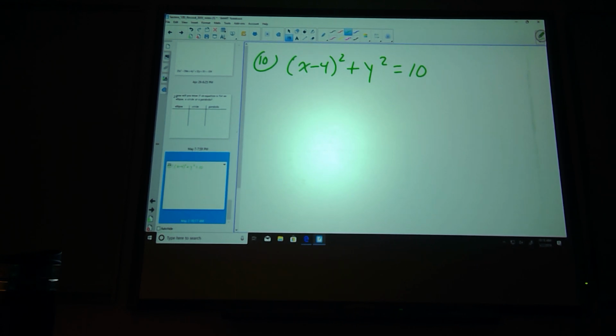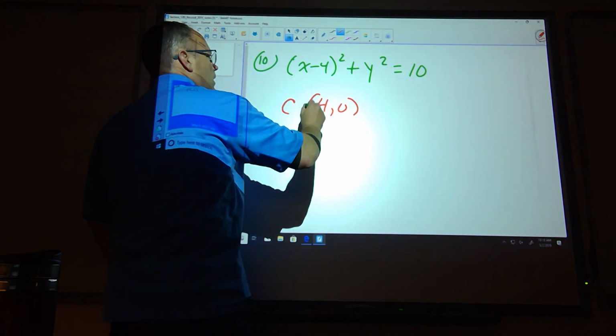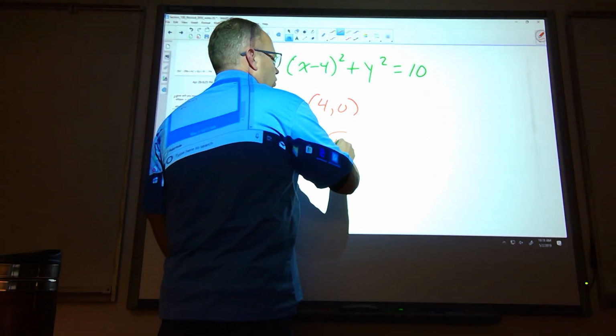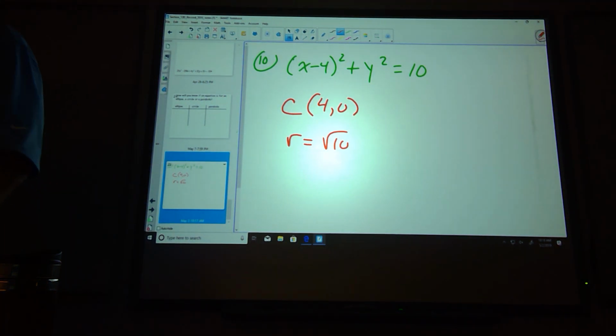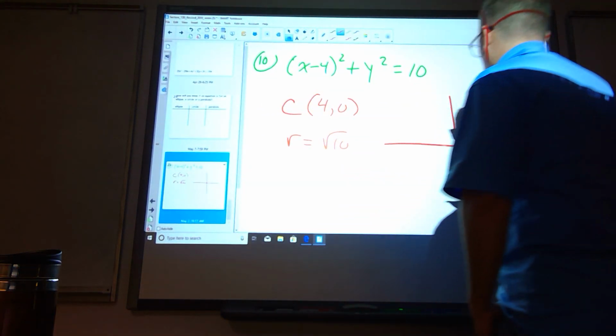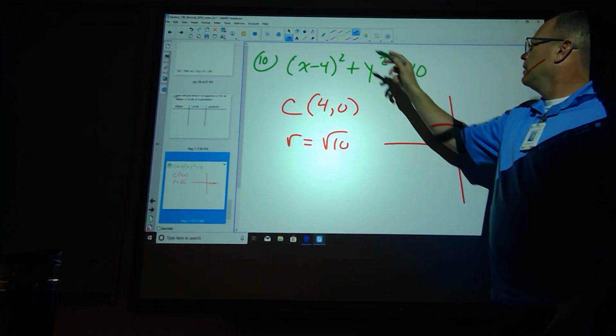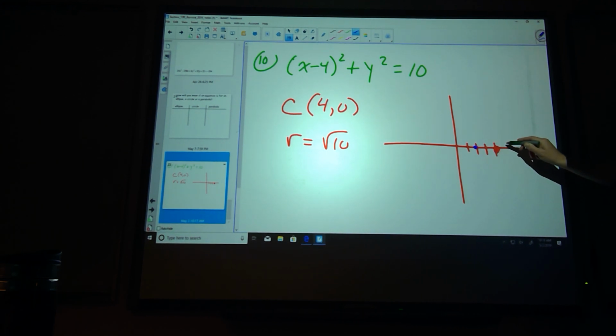All right. The center of this circle is at 4, 0. Agree? And then my radius is actually the square root of 10. Is that okay so far? If you graphed it, say 4, 0, then 1, 2, 3, 4. Square root of 10 is like 3 point something, right? That's like over here, so close enough.